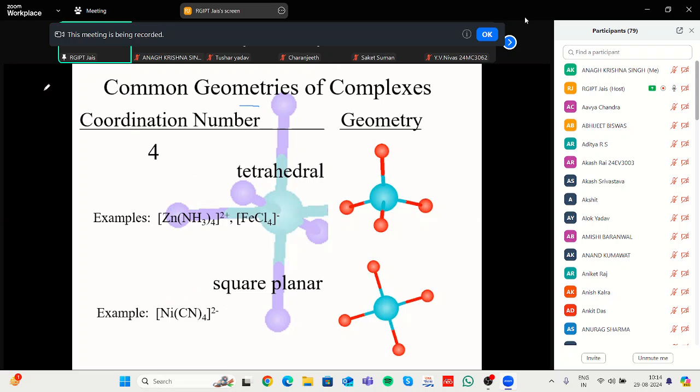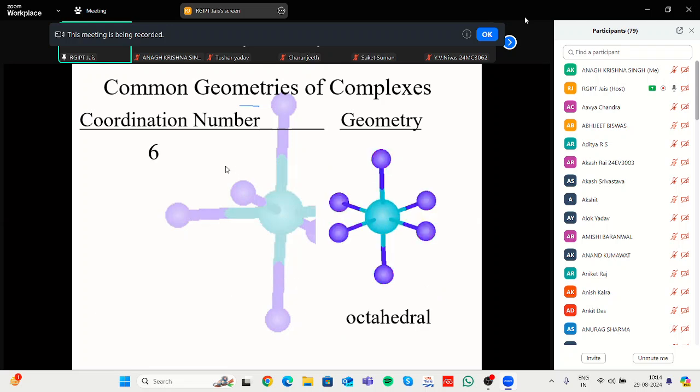Then next, if the coordination number is 6, it exists as octahedral. Octahedral means there are 6 ligands coordinately bound to a central metal atom, and that's why it is known as octahedral.